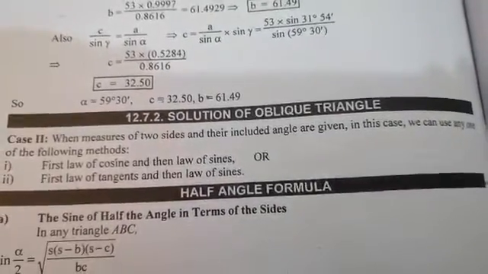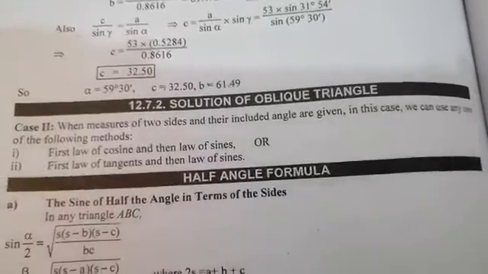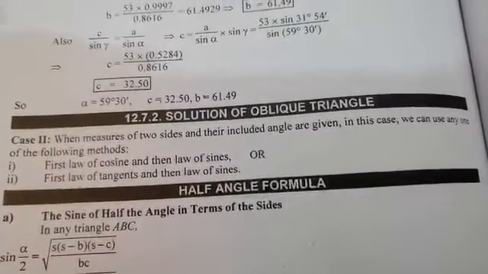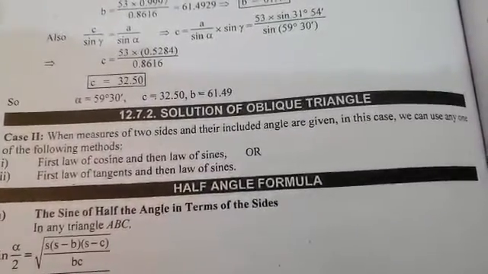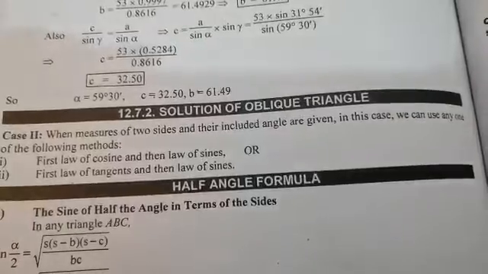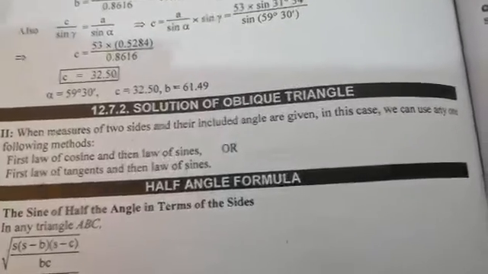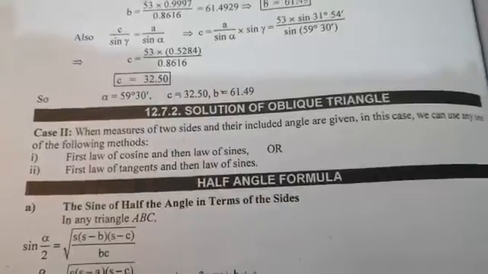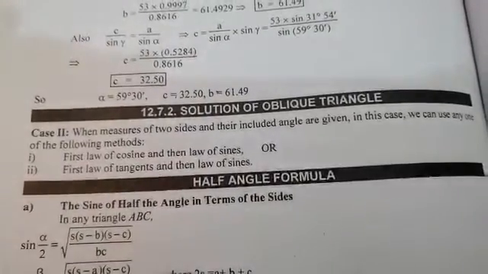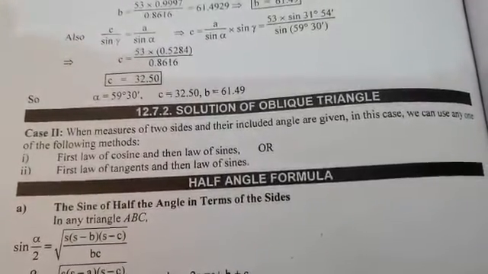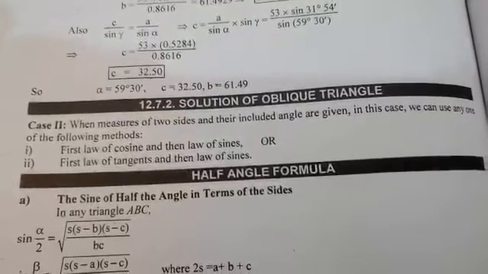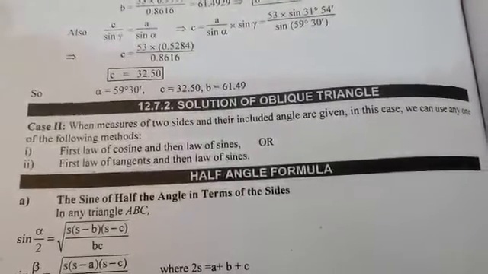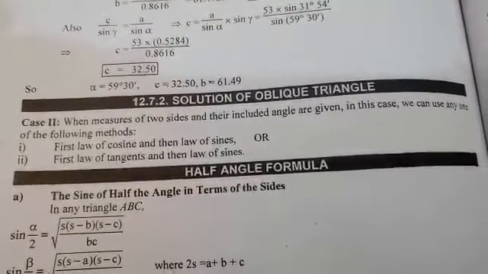Bismillahirrahmanirrahim. Solution of oblique triangle. Case 2. When measures of two sides and their included angle are given, in this case we can use any one of the following methods. First, law of cosines and then law of sines, or second, law of tangents and then law of sines.